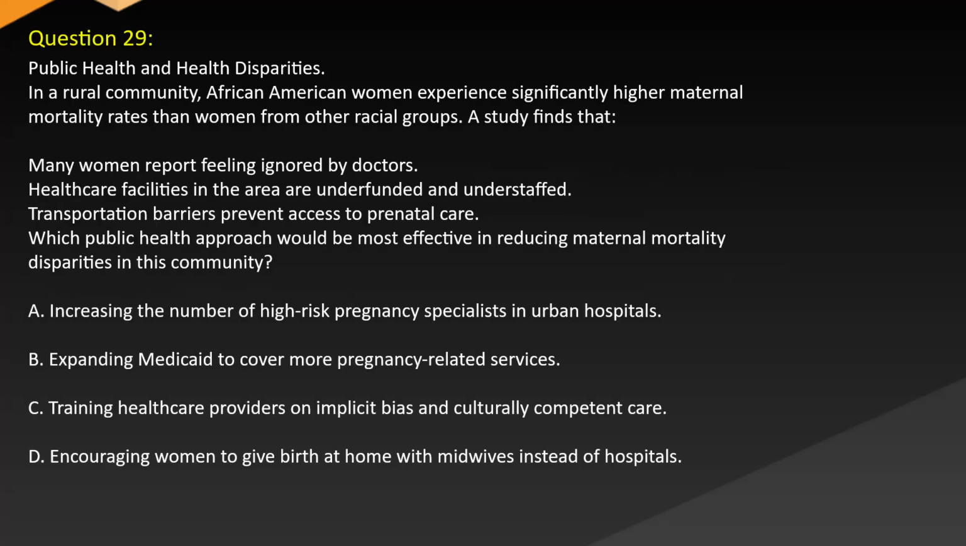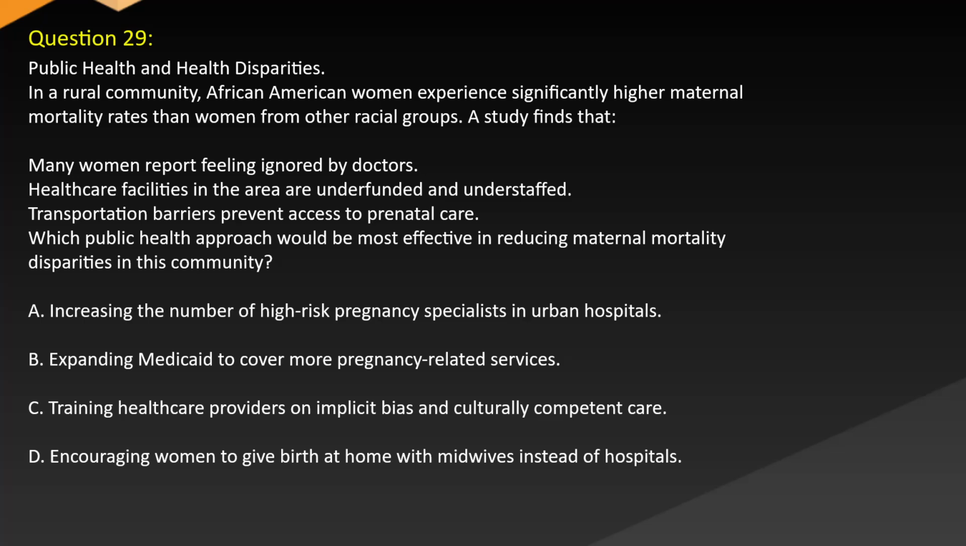Question 29. Public health and health disparities. In a rural community, African American women experience significantly higher maternal mortality rates than women from other racial groups. A study finds that many women report feeling ignored by doctors. Healthcare facilities in the area are underfunded and understaffed. Transportation barriers prevent access to prenatal care. Which public health approach would be most effective in reducing maternal mortality disparities in this community?